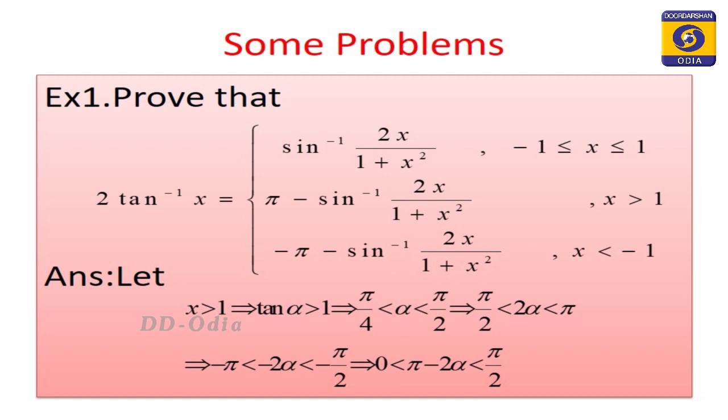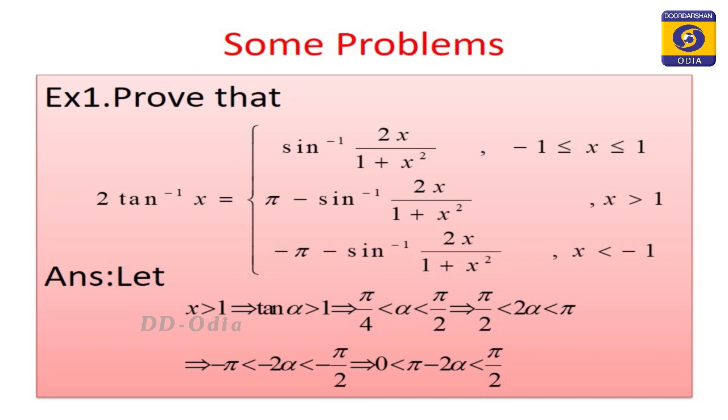When x is greater than 1, you take alpha equal to tan inverse x. So tan alpha is greater than 1, in place of x. Tan alpha greater than 1 implies pi by 4 less than alpha less than pi by 2, which implies pi by 2 less than 2 alpha less than pi, multiplying by 2 both sides. This implies minus pi less than minus 2 alpha less than minus pi by 2. So adding pi both sides, that is 0 less than pi minus 2 alpha less than pi by 2.